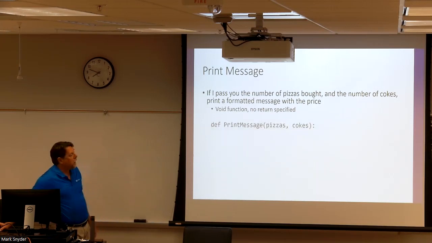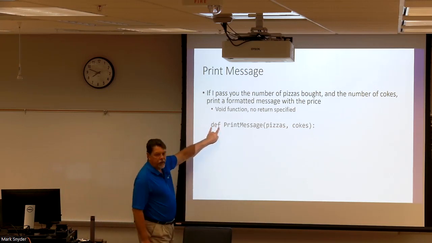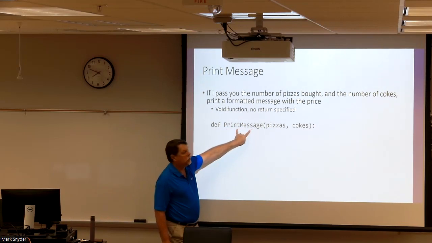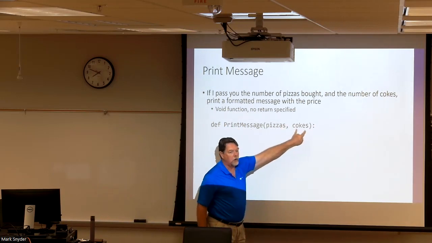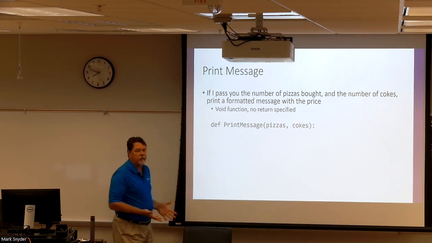So this is my first line of my function. It's my function declaration. Starts with the keyword def. That's how Python knows, oh, you're about to tell me there's a function here. Here's the name of the function, and here's the list of the variables, the parameters, the arguments that it's going to expect. So whenever I call the print message function, I have to pass it two values.